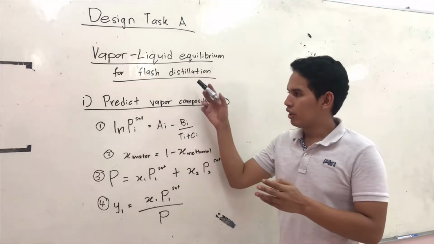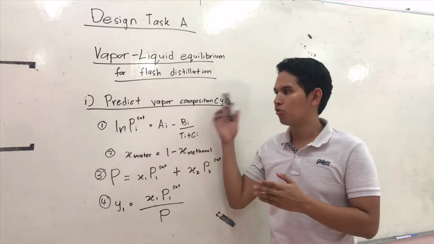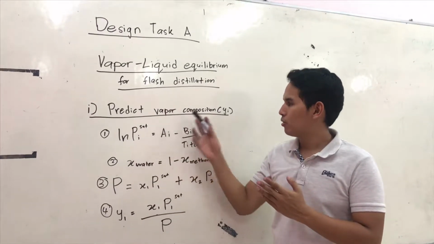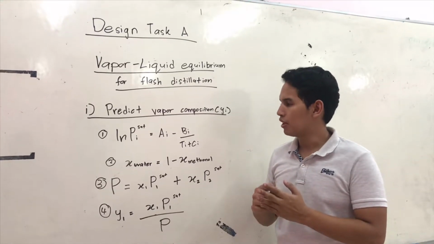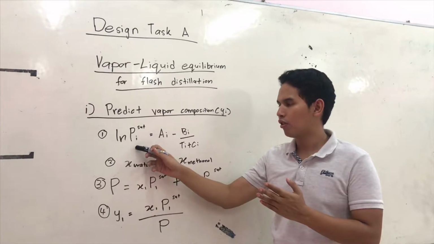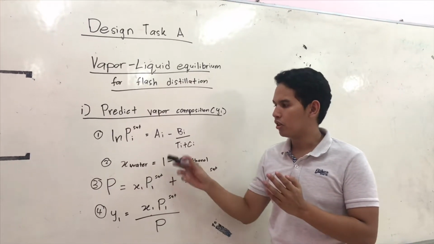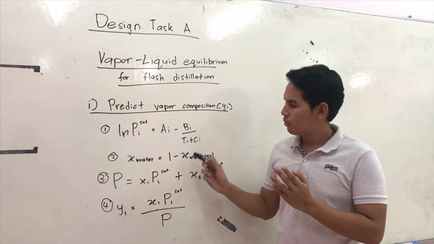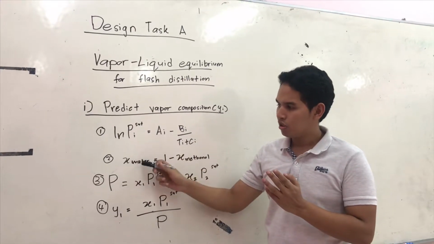In this task, we'll have 3 parts: part 1, part 2, and part 3. Part 1 is about predicting the vapor composition of both methanol and water. The first step is to use the Antoine equation to find the value of P set for water and also for methanol. Next, after we solve the Antoine equation, we key in the value of the liquid composition for methanol, and then we'll have the liquid composition for water.